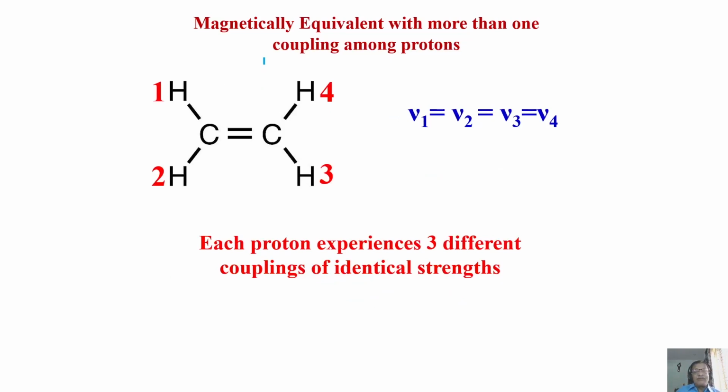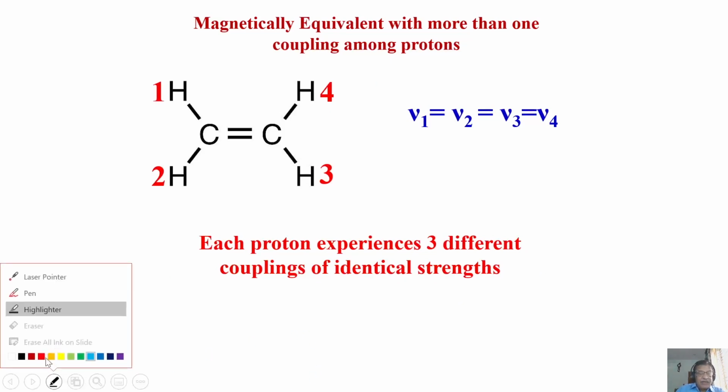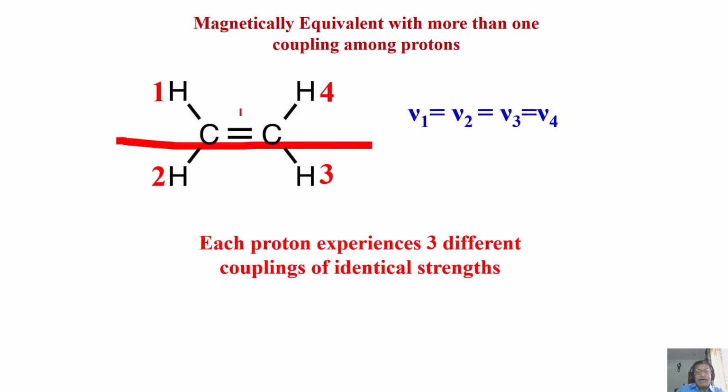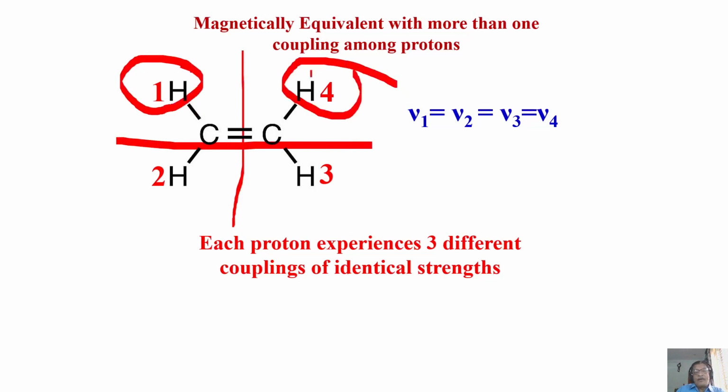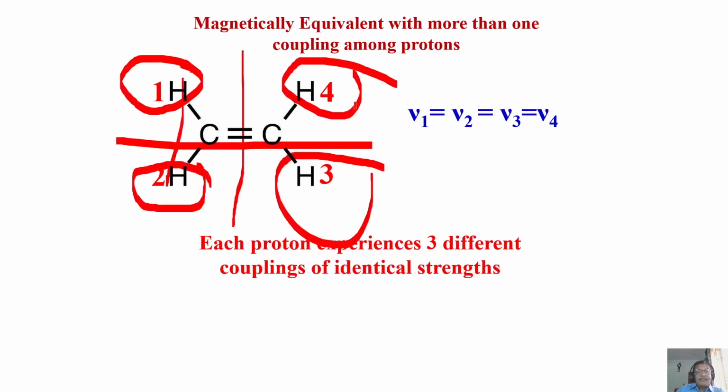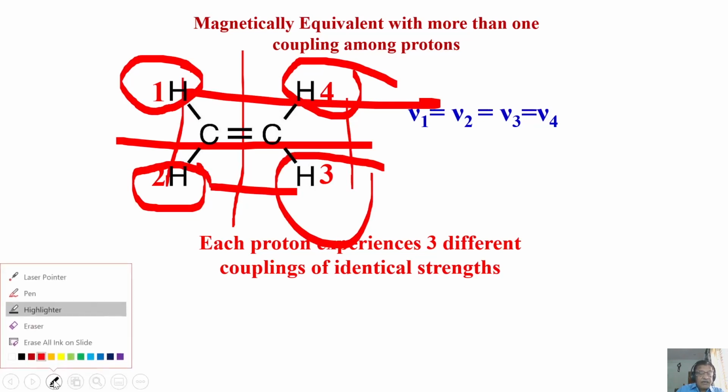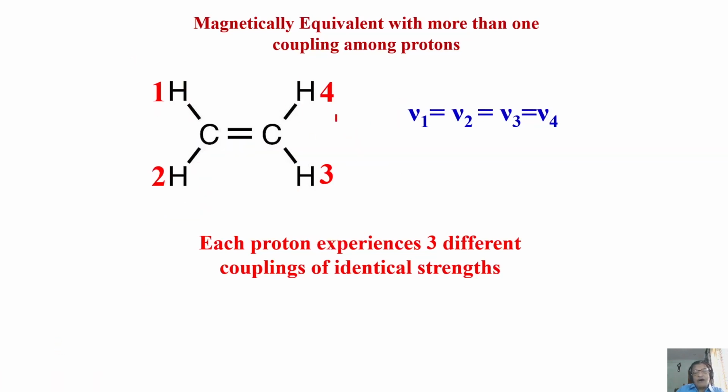Now in this case, what happens? This is ethylene. There is a perfect symmetry along this axis. I can draw one axis here, one axis here. This proton is equal to this proton, and this proton is equal to this proton, and similarly this is the same, this is the same. So all protons, because of the symmetry consideration, are chemically equivalent. Nu1 equal to nu2 equal to nu3 equal to nu4.